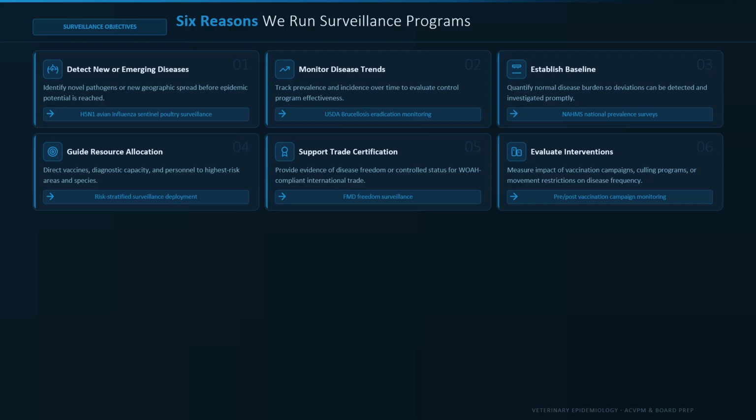Guiding resource allocation, using surveillance data to point your vaccines, diagnostic capacity, and personnel toward the highest risk areas and species, which is exactly what risk stratified deployment is about. Supporting trade certification, generating the evidence of disease freedom or controlled status that WOAH requires for international trade, like FMD freedom surveillance.